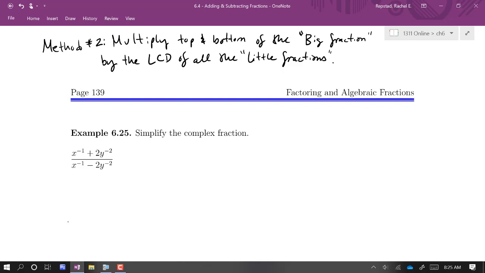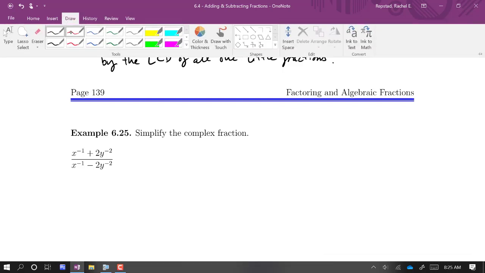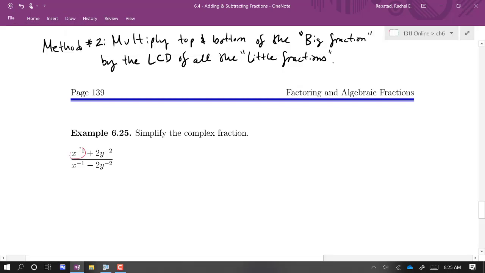Now, what's really important here is that when we see these negative exponents, like this x to the negative 1, that doesn't mean we throw this down here and write it as x to the first, because that's not a factor. If it were x to the minus 1 times a bunch of stuff up top, then I could do that. But we're adding, right? So that x to the minus 1 is not a factor. I can't throw it in the bottom of the big fraction.